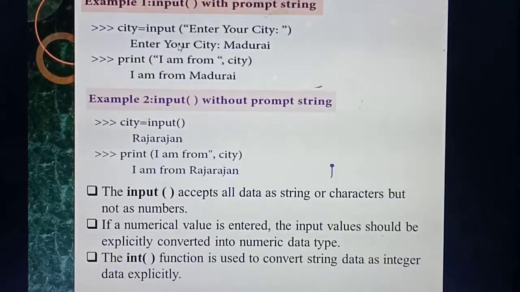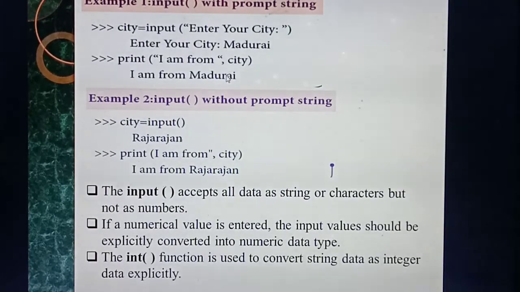Understood? Okay. See this example. City equal to input of enter your city. In the input function, what are you giving? Enter your city. So what output will you get? Only enter your city. But where are you entering the city? In the output screen. Understood? In the output screen you are entering the name of the city, Madurai. Understood? Okay. So next I am printing a statement. Print of I am from city. Whatever things you give in the print statement, the same you will get as output. So I am from, what's the city name now?